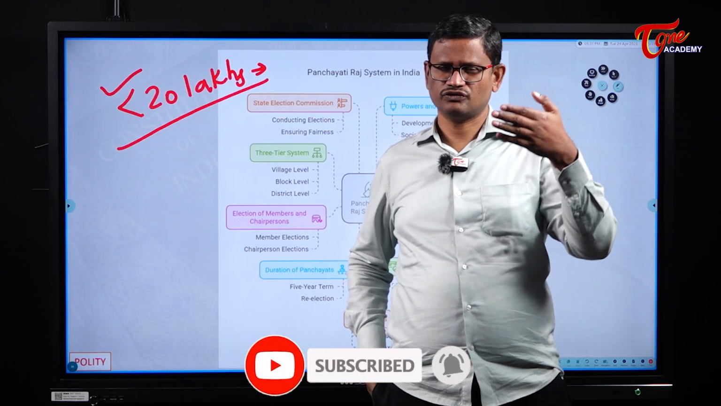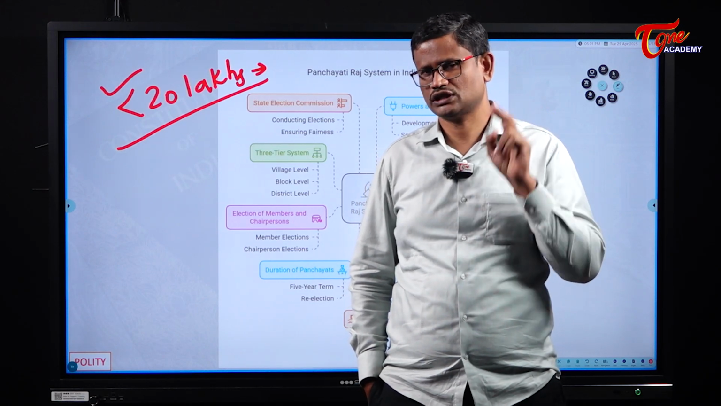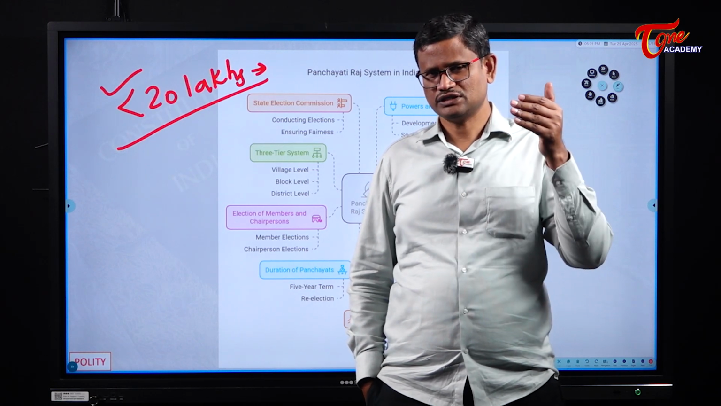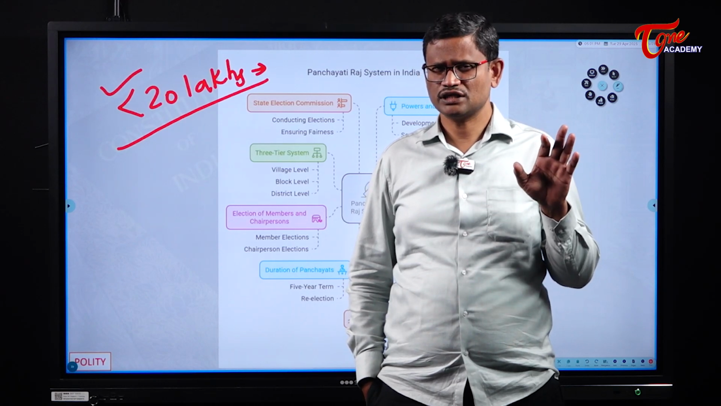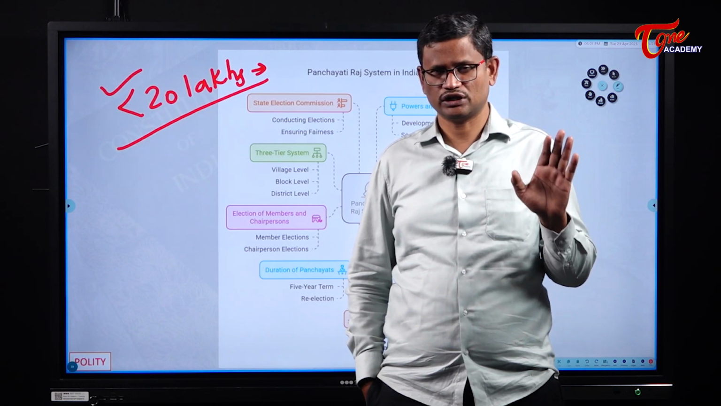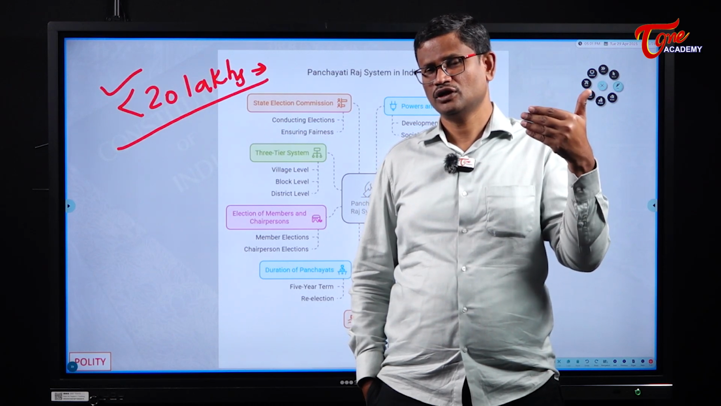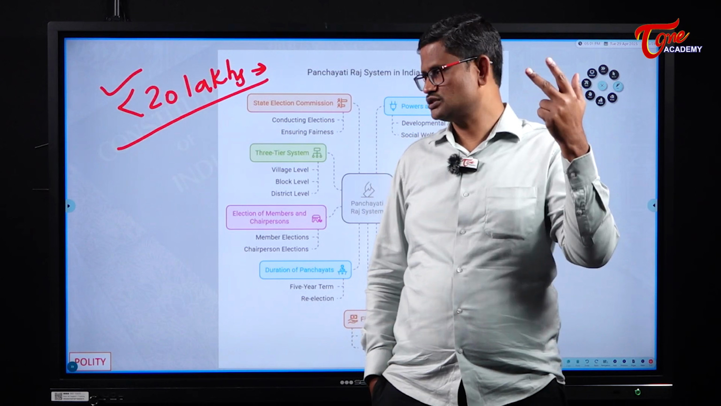In all the states where the population is less than 20 lakhs, you can have a 2-tier system, not necessary to have a 3-tier system. The Panchayat at the intermediate level can be ignored. But in all the states where the population is more than 20 lakhs, it is necessary to have a 3-tier Panchayat Raj system in place: Grama Panchayat, Mandal Parishad, Jilla Parishad.